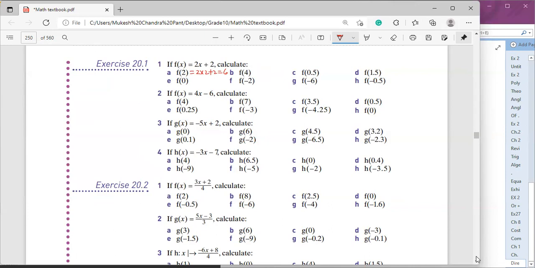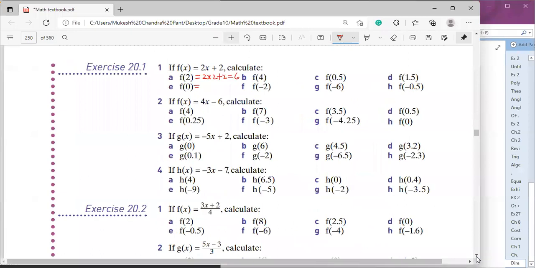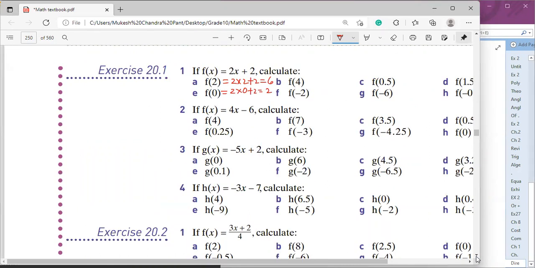Like f(0), you have to find out how you write 2 times 0 plus 2. So how much? 0 plus 2. Khalila, understanding this one? Yes, sir.